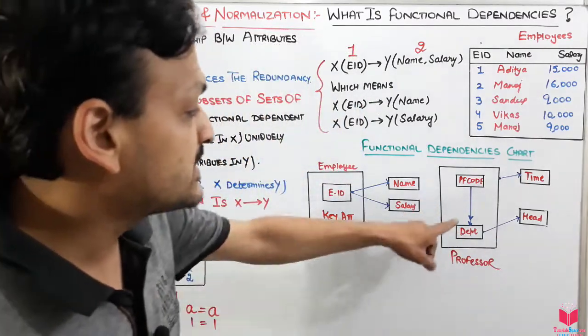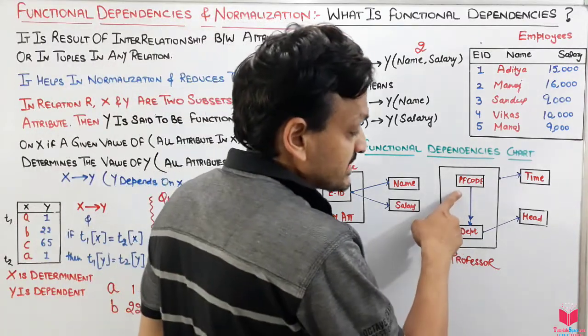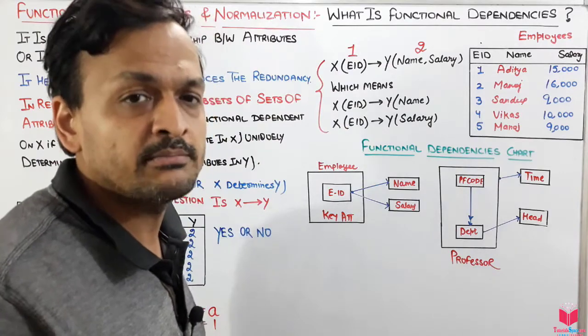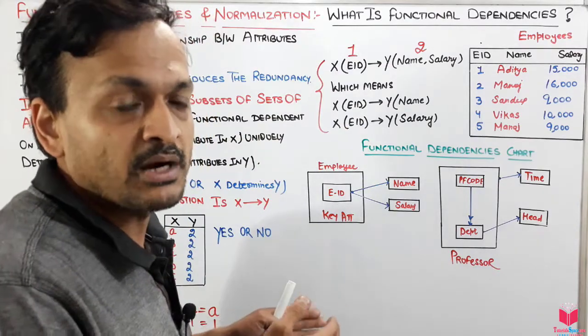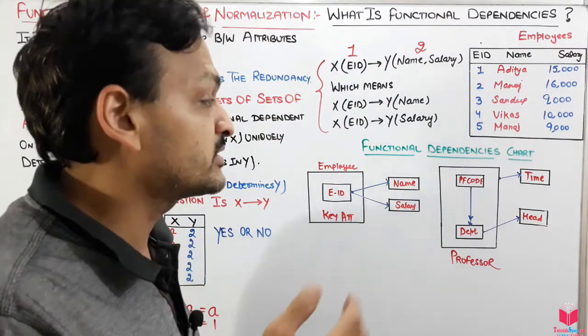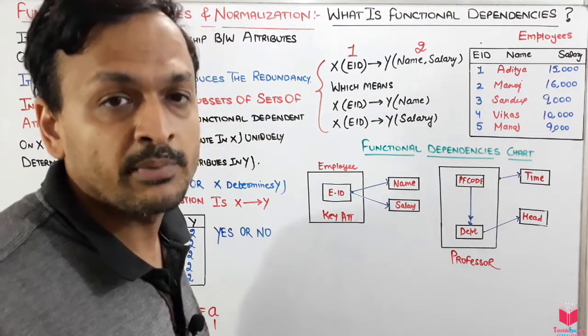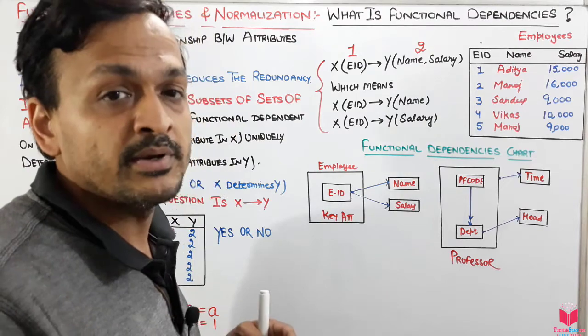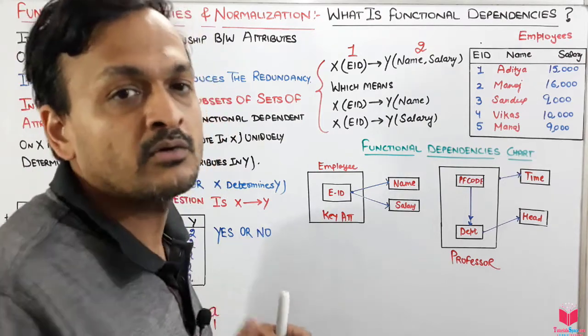Remember, this means that one professor can work in many departments. One professor can work in many departments. He can be in this department or this department. It is not necessary that he always belongs to one department. It is not necessary. Okay, it may be the finance department, admin department, or any department.